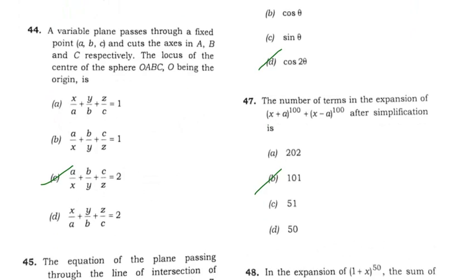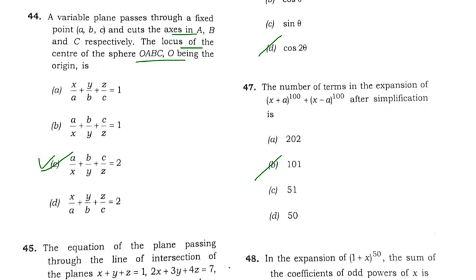Next question is, a variable plane passes through the fixed point (a, b, c) and cuts the axes in A, B and C respectively. The locus of the center of the sphere OABC, O being the origin, is a upon x plus b upon y plus c upon z equal to 2.